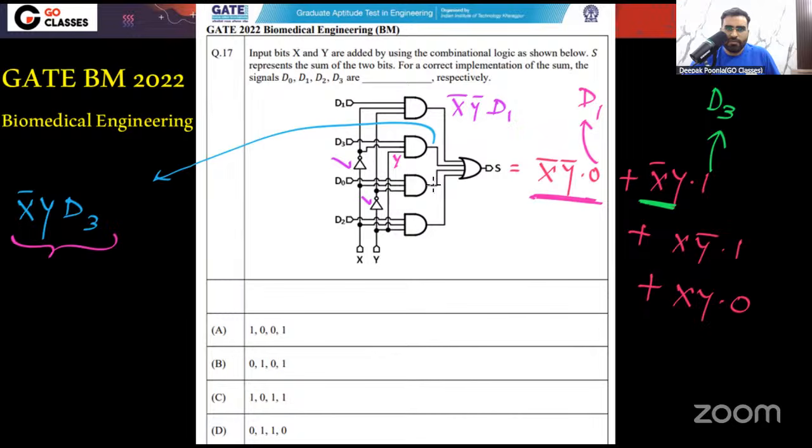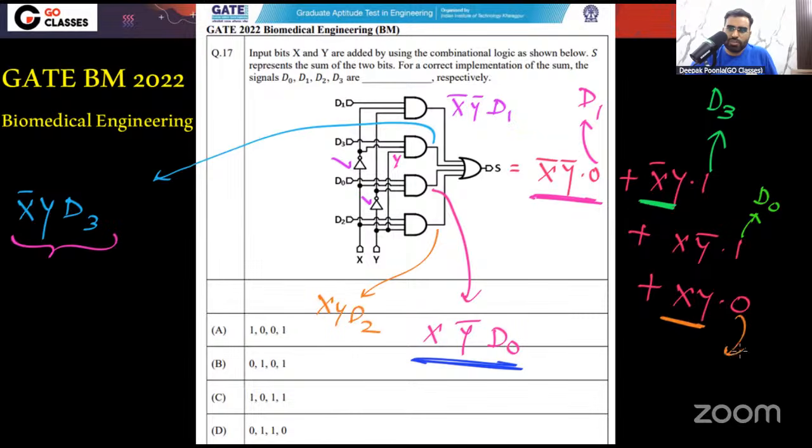Okay, now let's see for this AND gate, what is the output? You can notice that y bar is one of the inputs, another input is x and another input is d0. So let's match: x y bar d0. So remember this one is d0. And finally, look at the output of this AND gate. Here we have x y d2. So this is x y, so this 0 is d2.